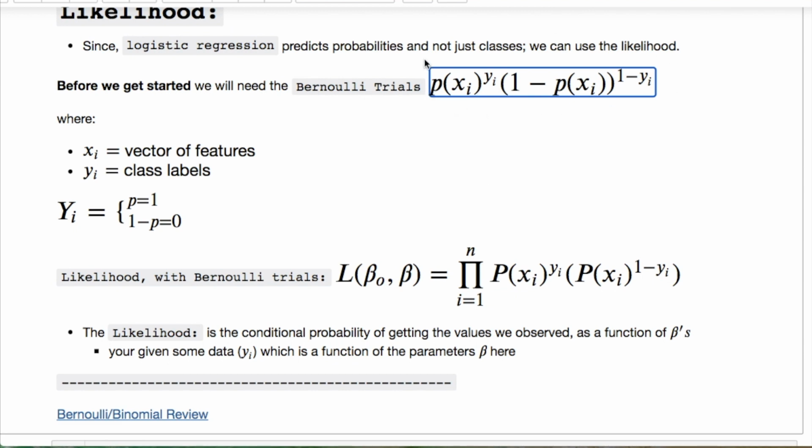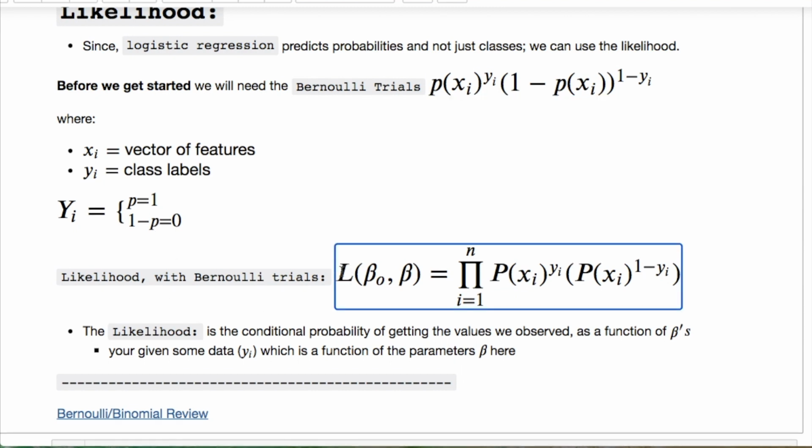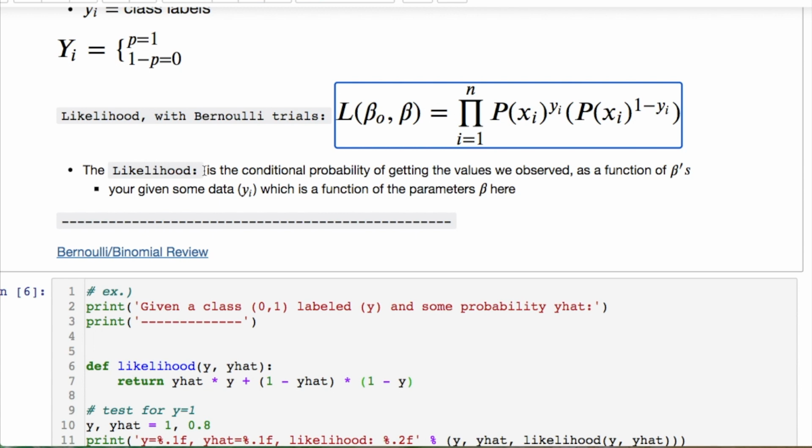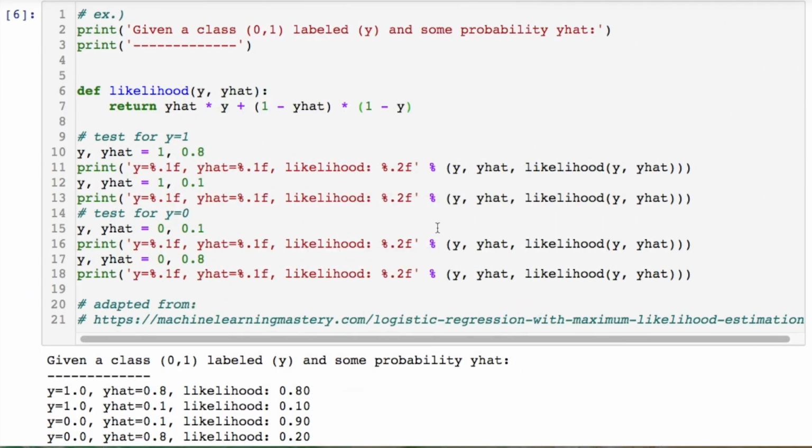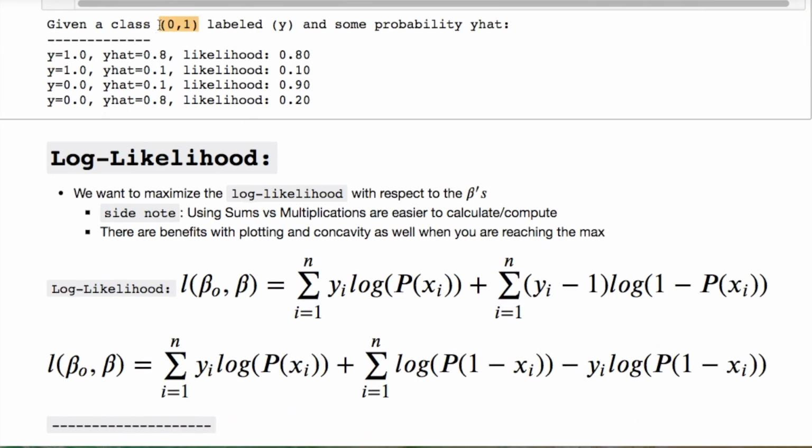We have this right here where the x of i is our vector of features and the y is our classes, where p equals 1 is true and 1 minus p is the probability of not being true. Here's the likelihood right here with the Bernoulli trials. This same thing, we're just multiplying all of our entries that we have. The likelihood is the conditional probability of getting the values we observed as a function of your parameters beta. You're given some label y, which is a function of the parameters beta here. Now let's look at this example. Given some class 0 or 1 for your label, let's look at the probability for y hat.